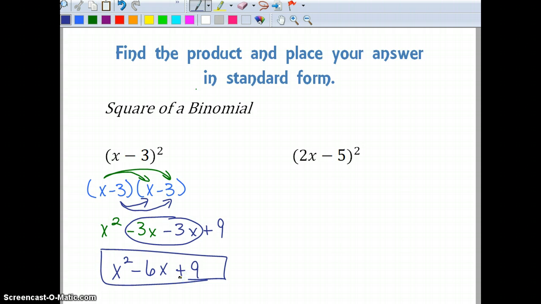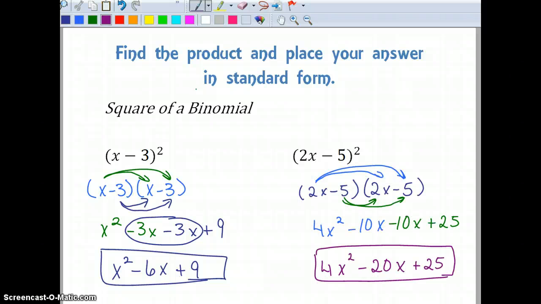Okay, I want you to do the last one, so go ahead and hit pause. And when you finish, I'll have the answer for you. Okay, so 2x minus 5 squared. When we find the product, that gives you 4x squared minus 20x plus 25.